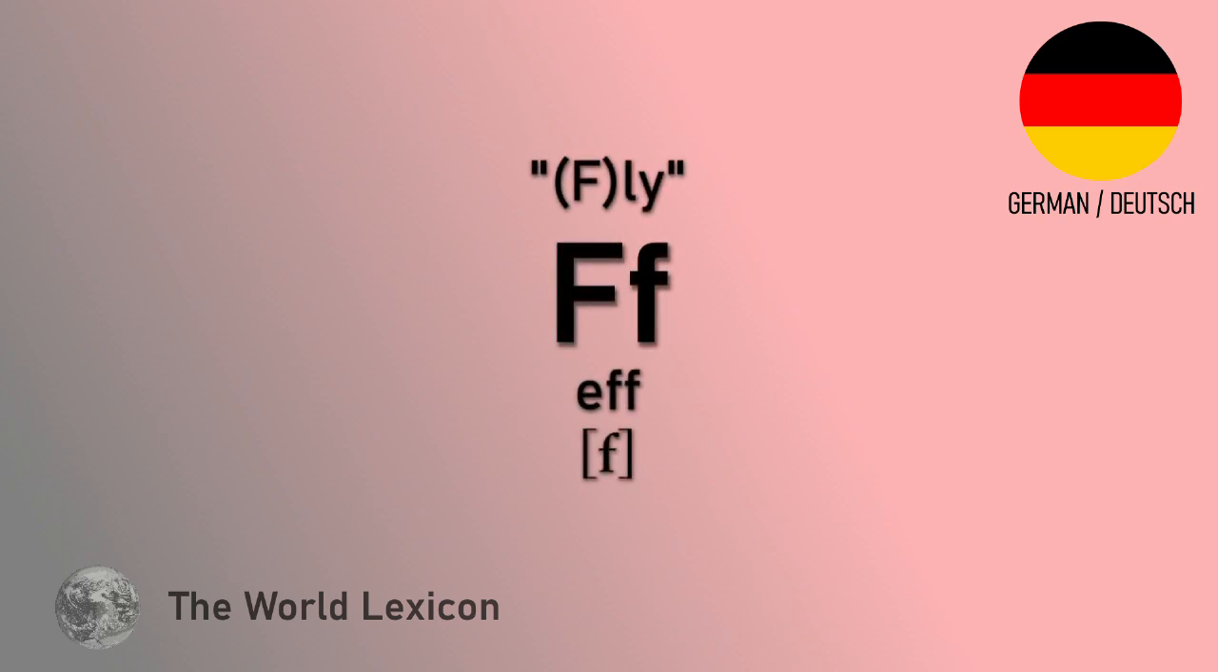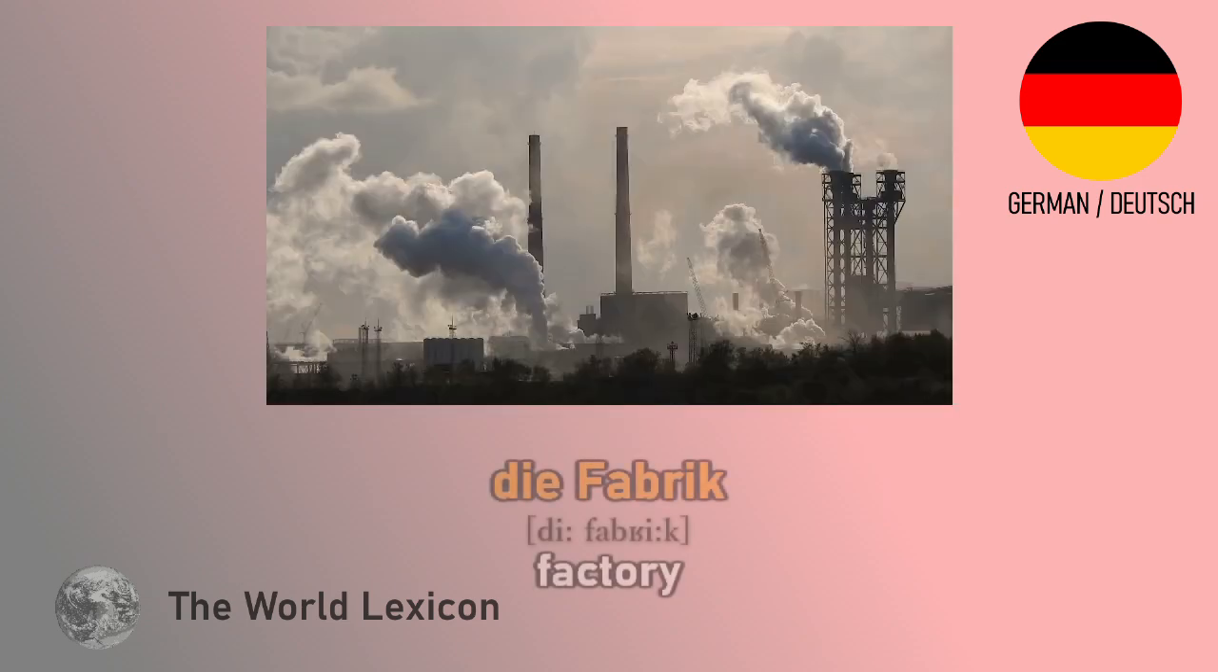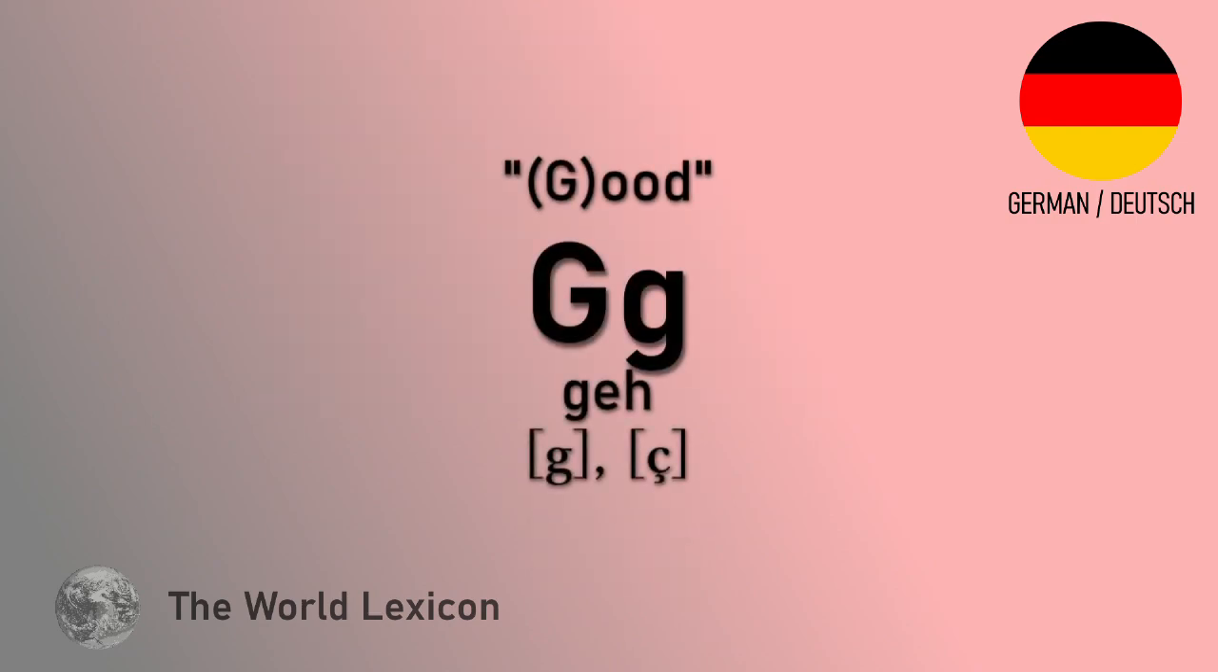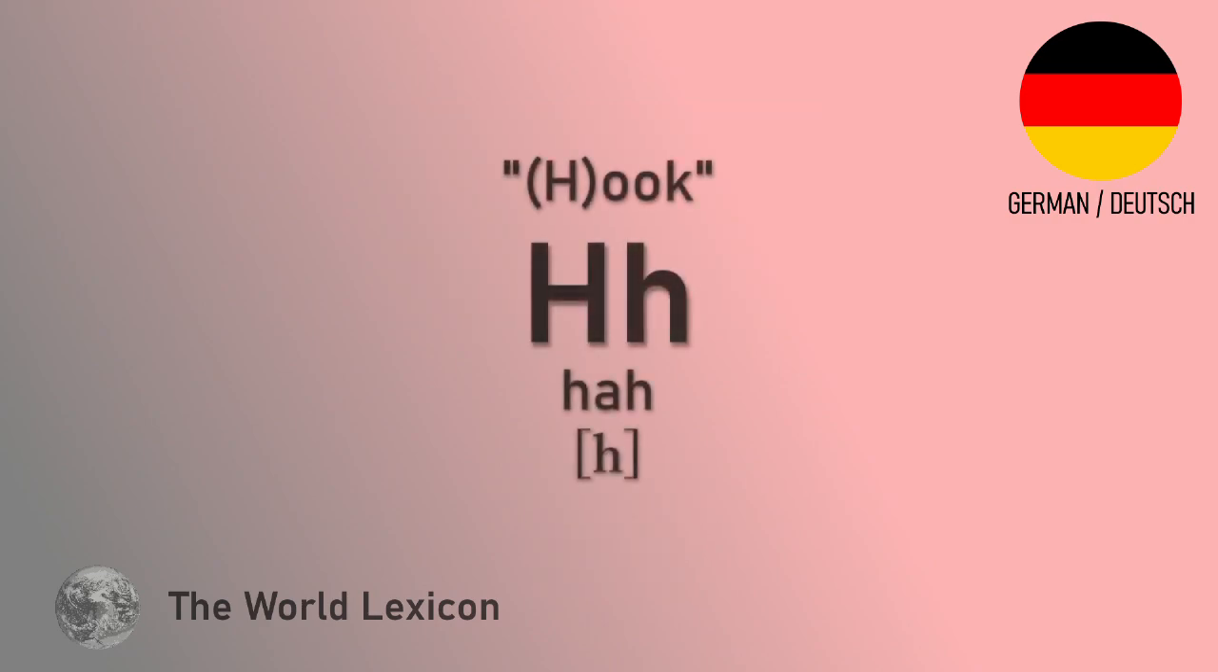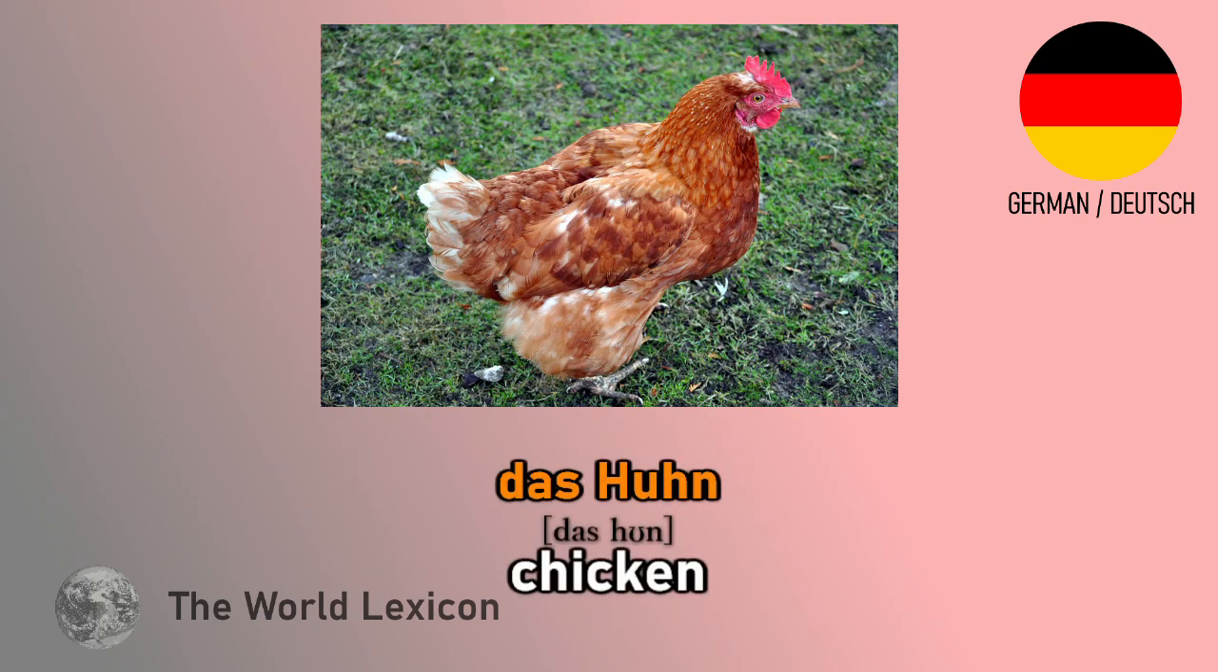This is F. Die Fabrik. This is G. Das Geld. This is H. Das Huhn. You can see here that it can also be used as a silent letter.